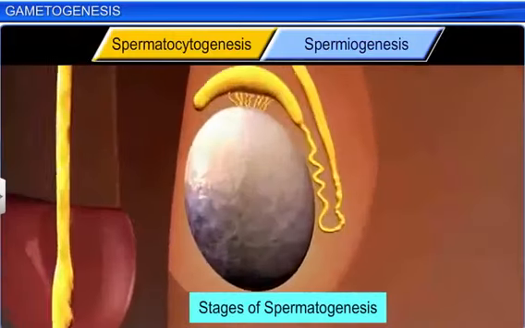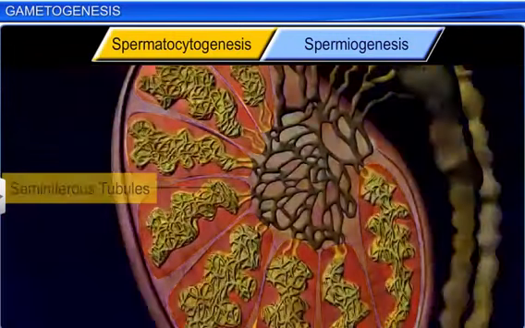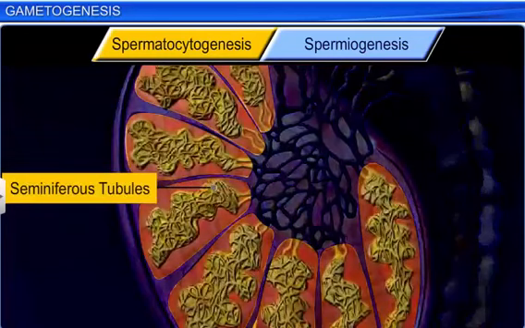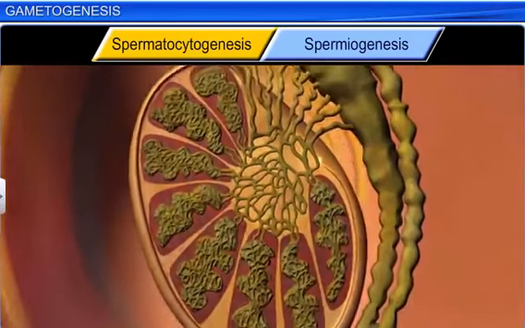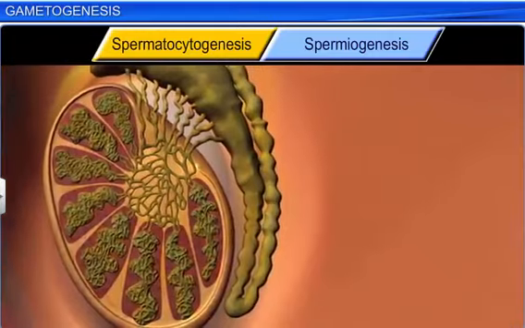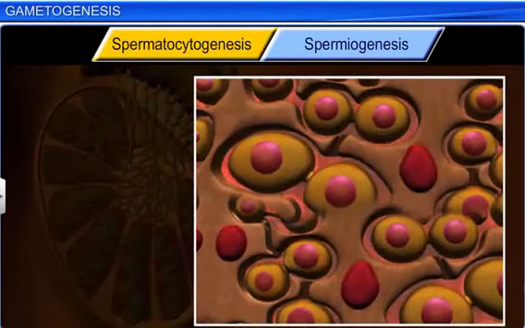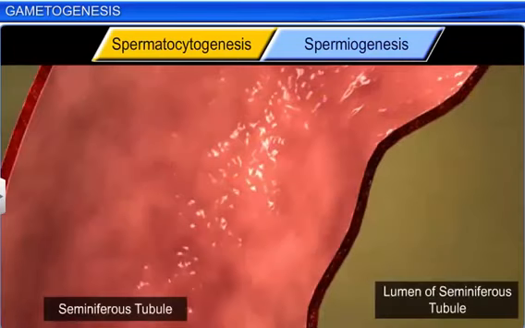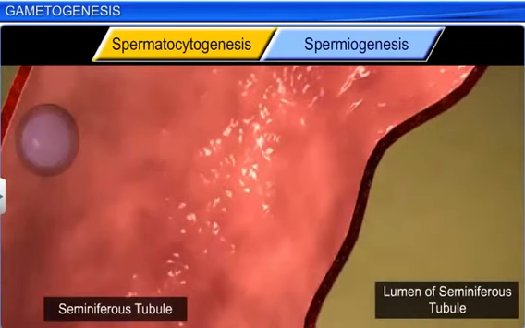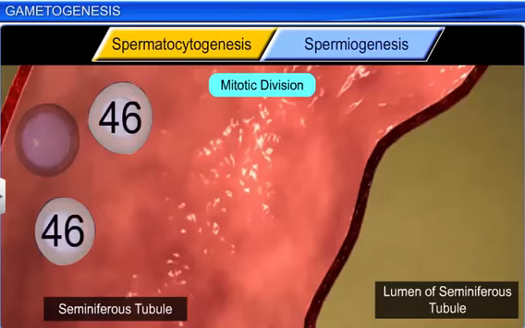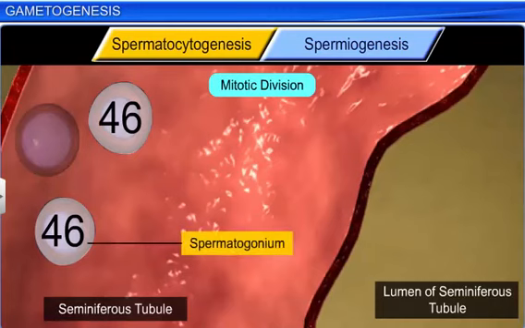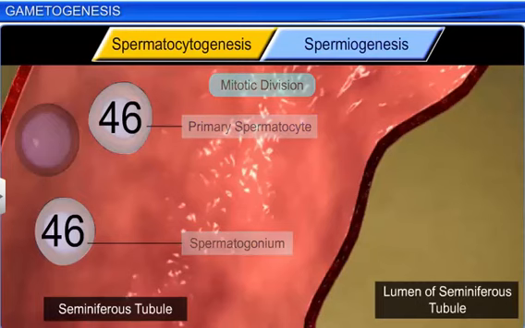Spermatocytogenesis, the first stage, occurs in the seminiferous tubules, whose inner walls are lined with spermatogonia, the diploid male germ cells containing 46 chromosomes. Some of these spermatogonia divide mitotically to form two daughter cells. Of these two daughter cells, one remains the spermatogonium, while the other one becomes the primary spermatocyte.